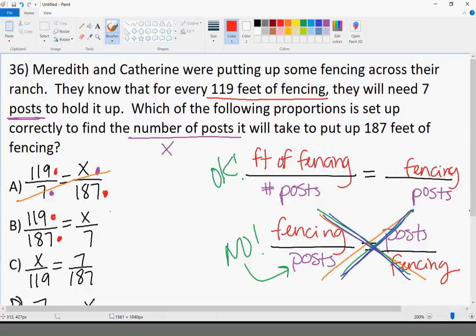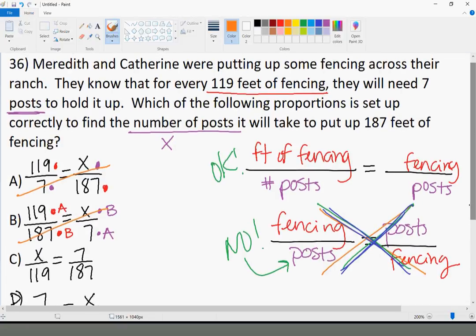So I'm going to call this fencing A and fencing B. Well, X goes with fencing B. So I'm going to call this number of posts B over number of posts A. So you see how the A's are not lined up. The B's are not lined up. So this would be no. I hope this whole A-B thing is making some sense. Okay, let's look at the next option.